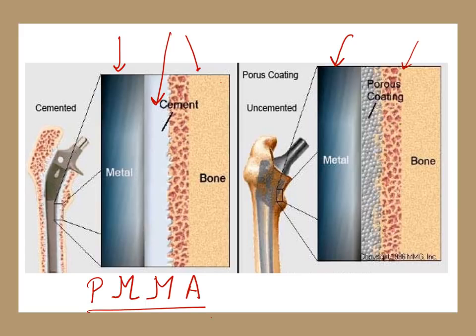Uncemented replacement is stronger, is costlier, has a longevity which is more than cemented replacement, and is preferable for a patient who's got a normal bone quality or a younger patient. Whereas cemented replacement is usually carried out for people who are elderly, who have weaker bone stock, because here the cement will immediately provide stable fixation along with the implant, whereas an uncemented requires growth of the bone over the porous coating of the implant.